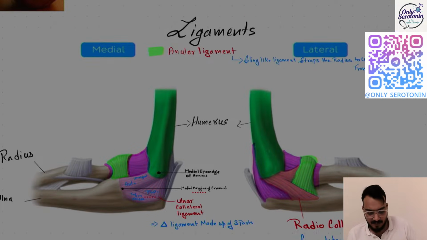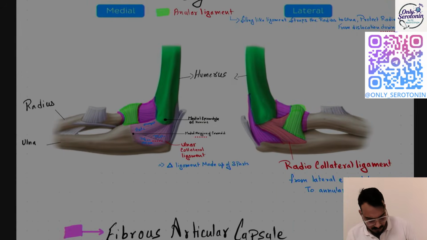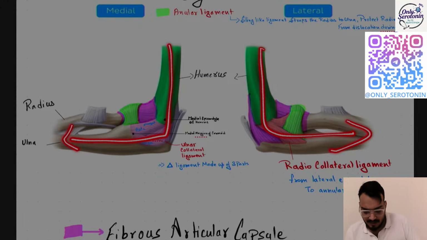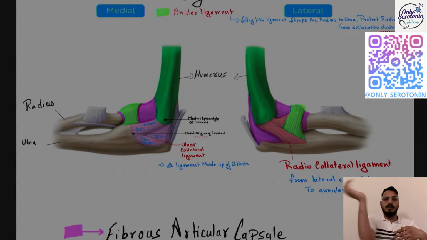Then we have the ligaments of the elbow joint. Can you see this green color ligament? First of all, see, guys. We are watching the hand from both sides. If my hand is like this, this is the anterior side and this is the posterior side. So we are going to watch it from both sides.